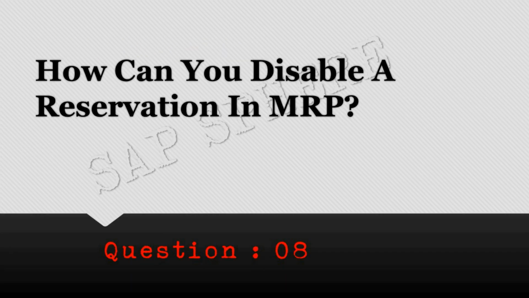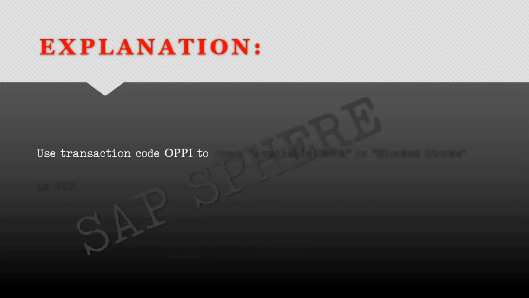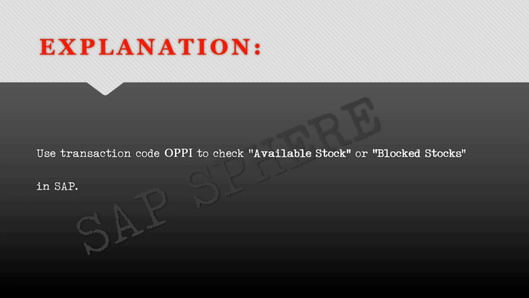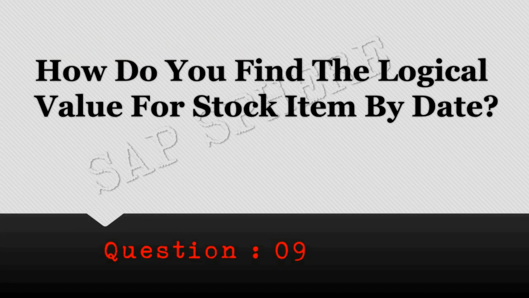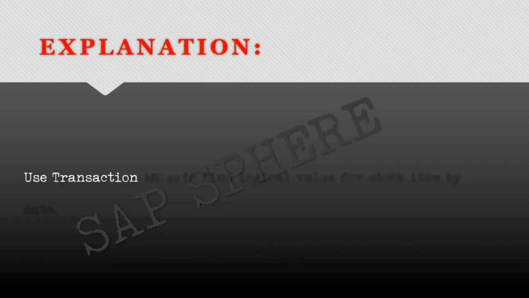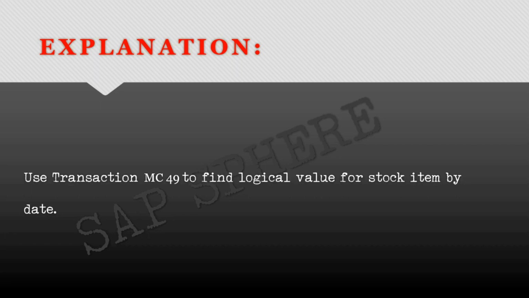How can you disable a reservation in MRP? Use transaction code OPPI to check available stock or blocked stocks in SAP. How do you find the logical value for stock item by date? Use transaction code MC49 to find logical value for stock item by date.